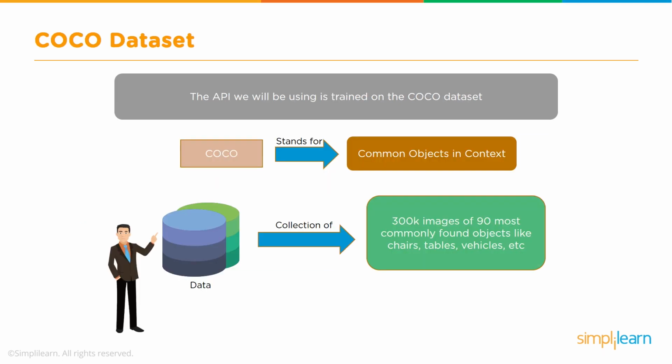COCO stands for Common Objects in Context. This data set consists of 300,000 images of 90 of the most commonly found objects, like chairs and tables and so on. This model has been trained, or in fact a set of models have been trained, on this data set, and it is pretty good at detecting the most common objects in images and videos. So with that, let's get into the code.